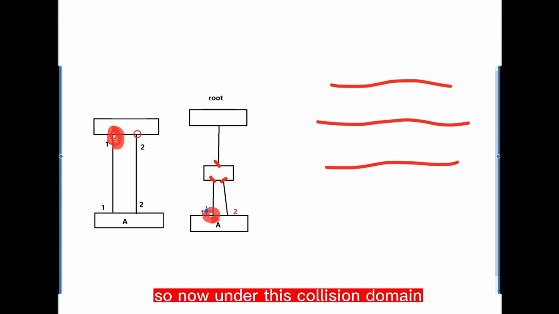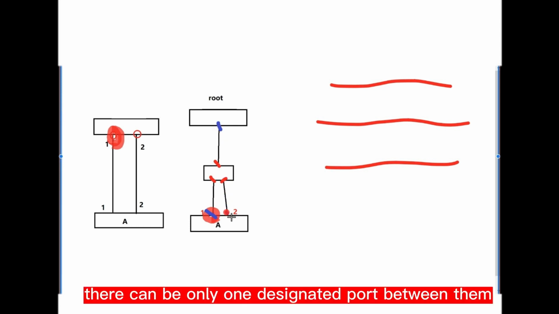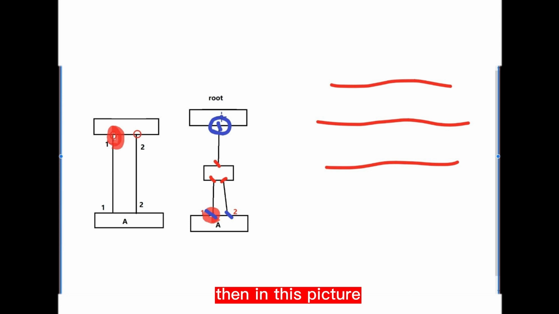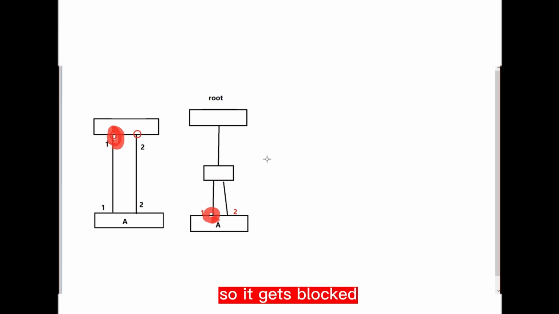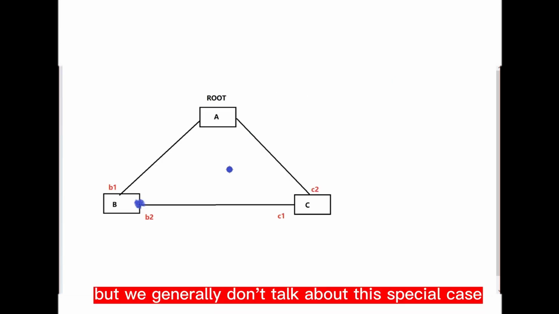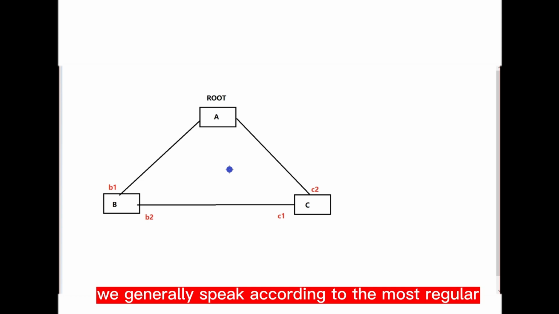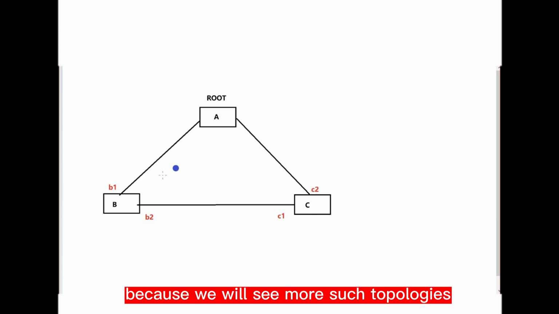So now under this collision domain, it has been selected as root. There can be only one designated port between them. By default, it must be a designated port, because it is a port above the root. Then in this picture, this port is naturally blocked, because the designated port under this conflict domain has been selected. So it gets blocked. But we generally don't talk about this special case. We generally speak according to the most regular, because we will see more such topologies in the future.